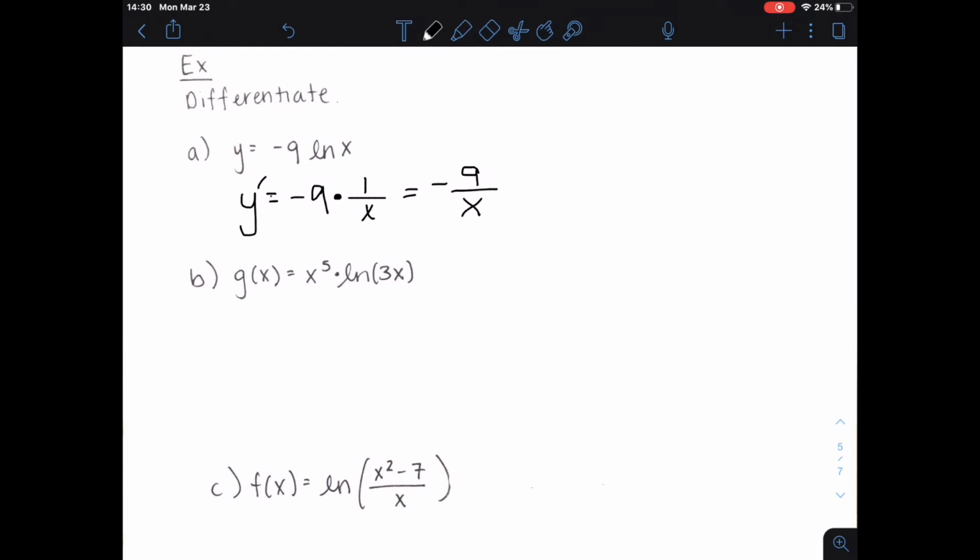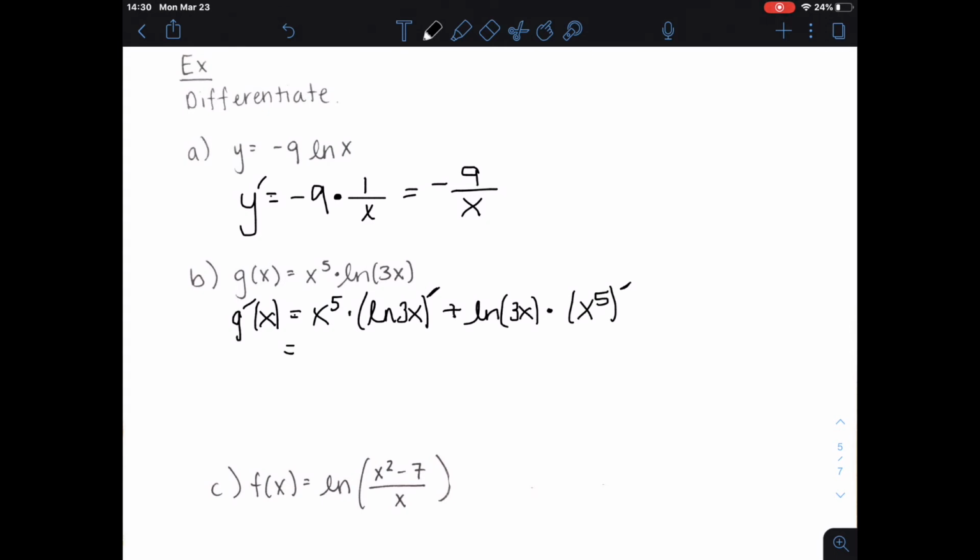We've got to use product rule on this. So we get g prime of x is the first. And then we want to times it by the derivative of the second. So before I go ahead and take the derivative, I'm just going to kind of sketch in what it is. Then we add the second times the derivative of the first. So the derivative of x to the 5th.